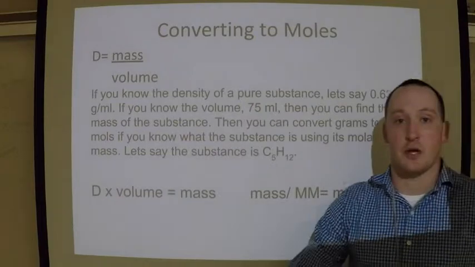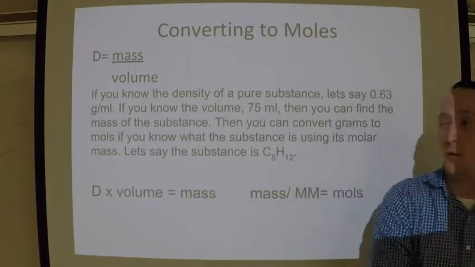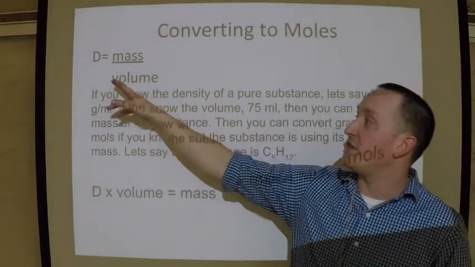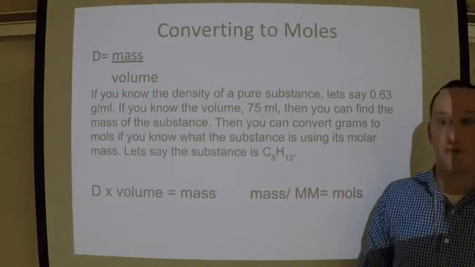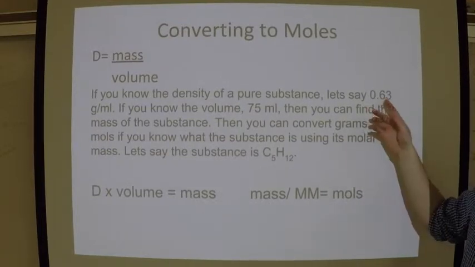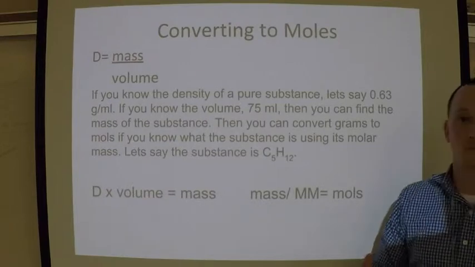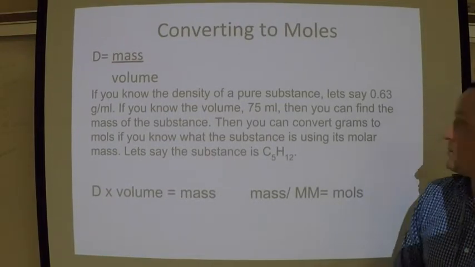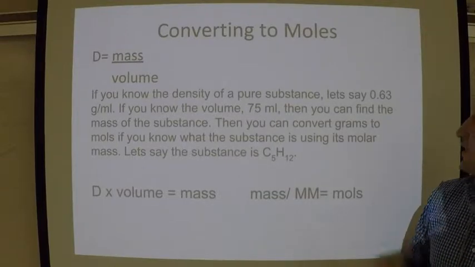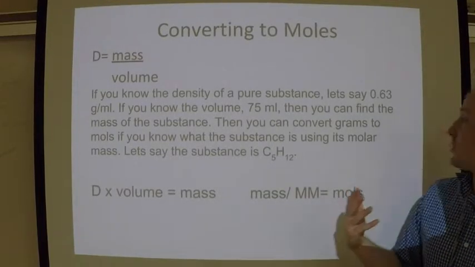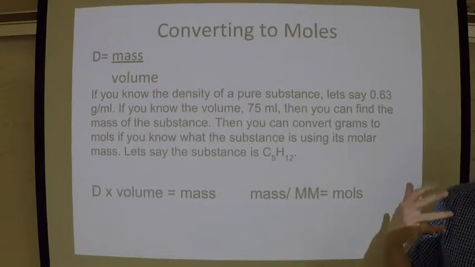Here's our next way. So what if I'm given density? How can I convert from density all the way to moles? Well, density is equal to mass divided by volume. So if you know the density of a pure substance, let's say that my density is 0.63 grams per milliliter, and if you know the volume, let's say I have 75 milliliters of it, then you can find the mass of the substance. Then once you know the mass, you can convert grams to moles if you know what the substance is by using its molar mass.